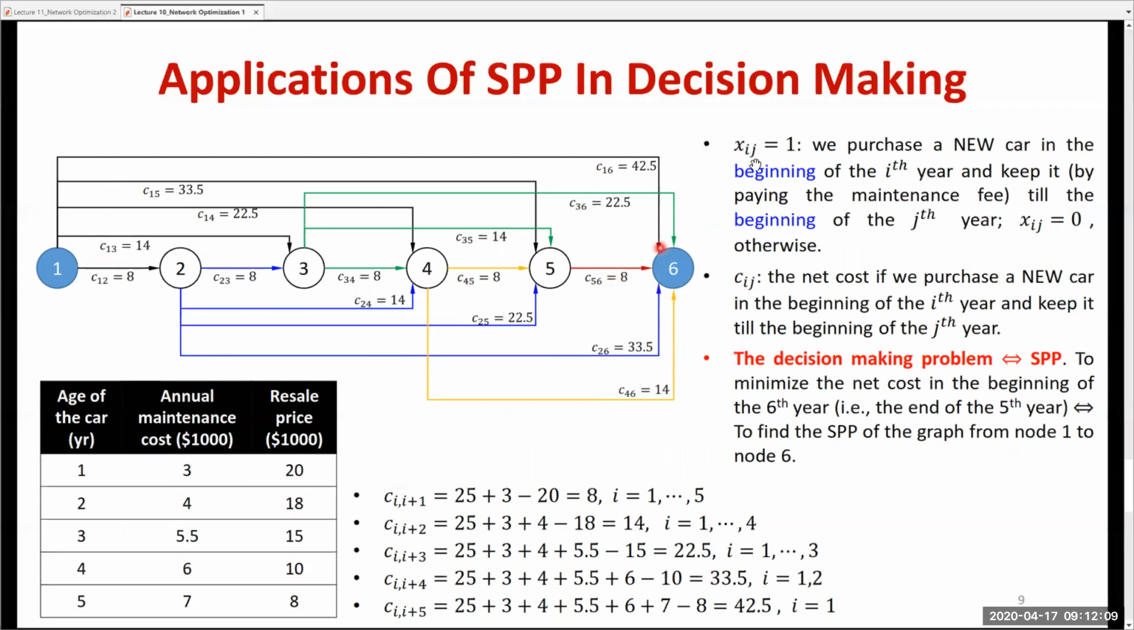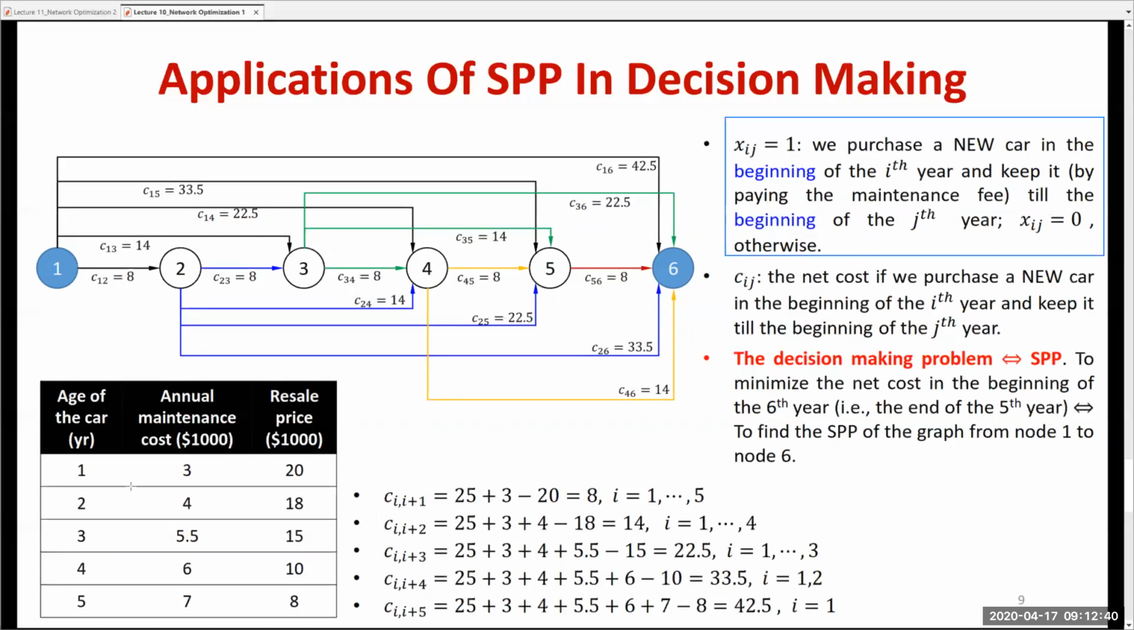Okay, first of all, as usual, corresponding to Cij, we define an Xij as a binary variable. If Xij equals 1, we mean that we're going to purchase a new car at the beginning of the ith year and keep it till the beginning of the jth year. Xij equal to 0 means no, I'm not going to do this. Of course, by keeping it, you have to pay the maintenance fee. Again, I copy and paste the table here.